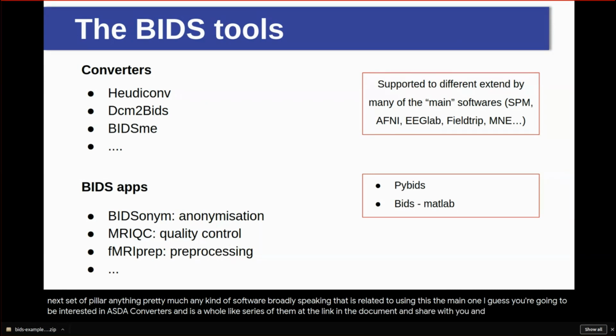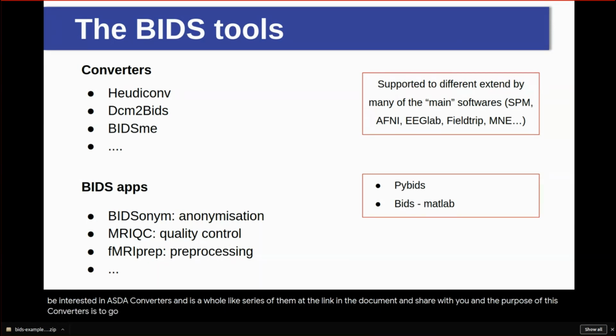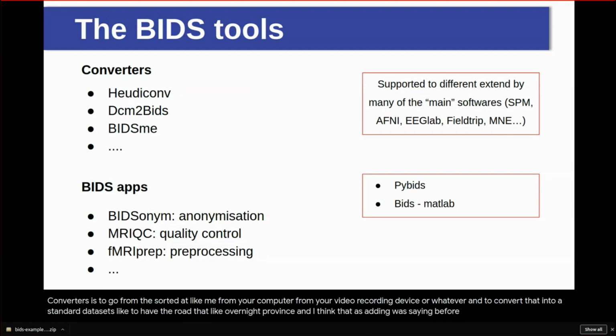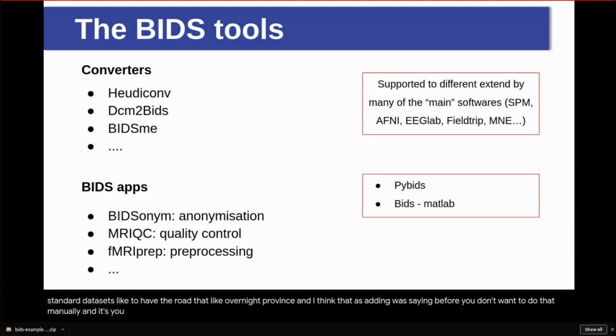The purpose of these converters is to go from the source data, something that comes from your fMRI, from your computer, from your EEG recording device or whatever, and to convert that into a standard BIDS data set, to have the raw data organized properly. And as Adeline was saying before, you don't want to do that manually. You're going to make mistakes. So that's why converters were created, so that you can script that, and it can automatically format your data in a BIDS data set.